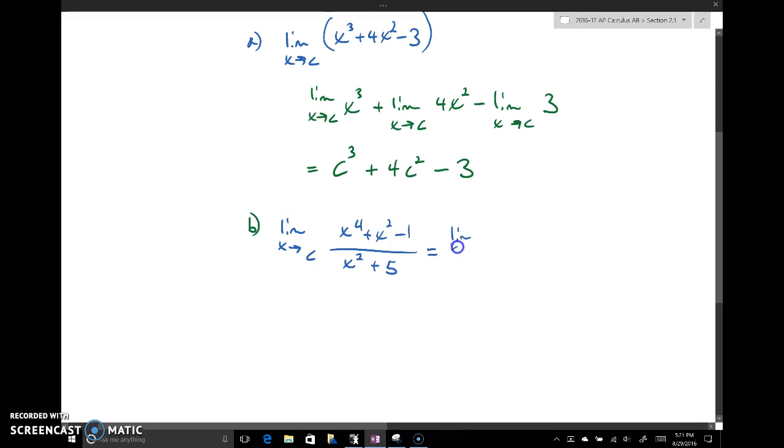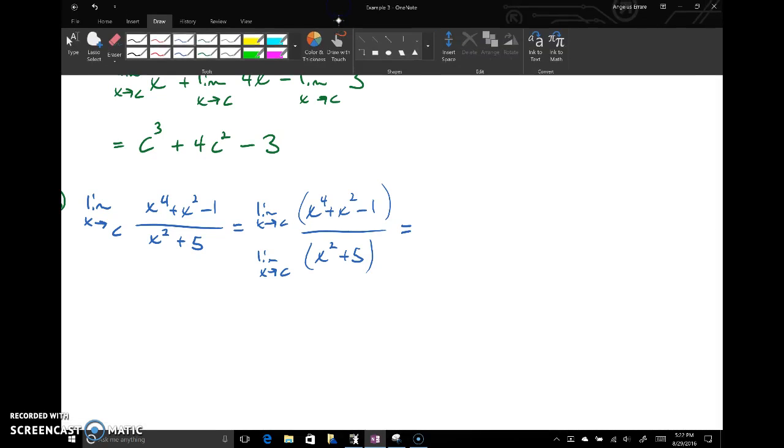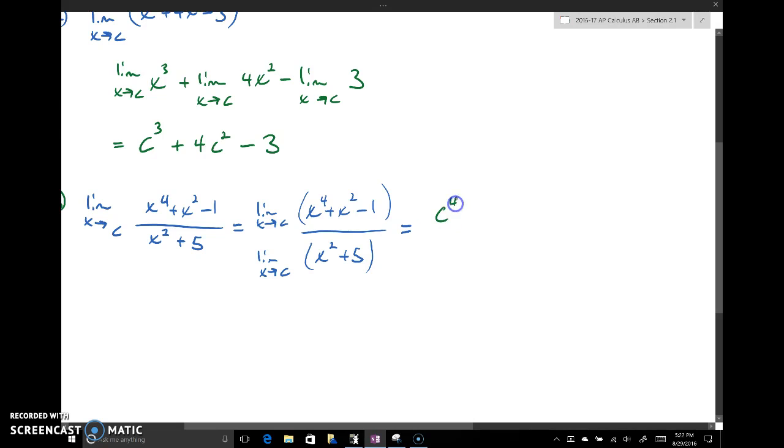So we're going to have the limit as x approaches c of x to the fourth plus x squared minus 1, and we're going to take the limit of the top and the bottom separately. And again, we can treat this all as one function. The top is a polynomial that's defined at all real numbers, and the bottom is a polynomial that's defined at all real numbers. So we can again use the substitution rule and say that this is c to the fourth plus c squared minus 1 over c squared plus 5, and that's our limit.